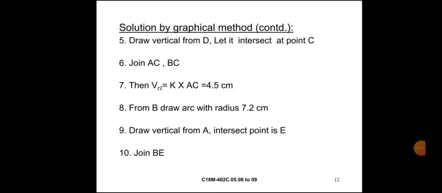Solution by graphical method. Draw a vertical from D. Let it intersect at point C. Join AC and BC. Then VR2 is equal to K into AC, equal to 4.5 centimeter. From B, draw an arc with radius 7.2 centimeter. Draw a vertical from A, the intersection point is E. Join BE.